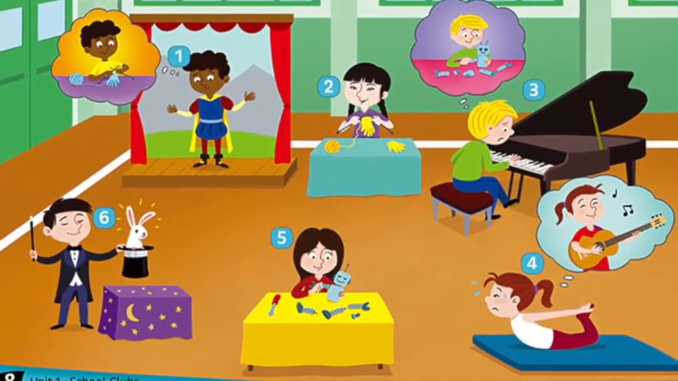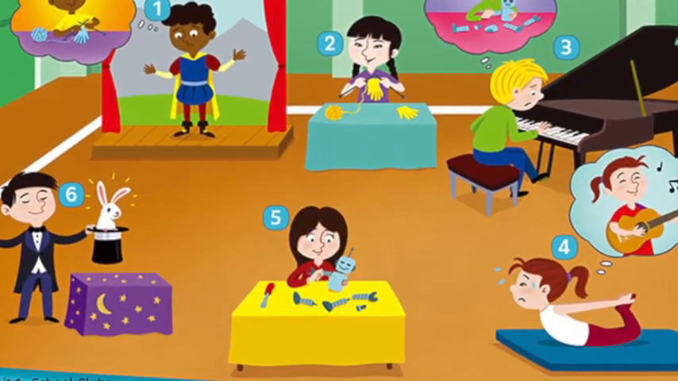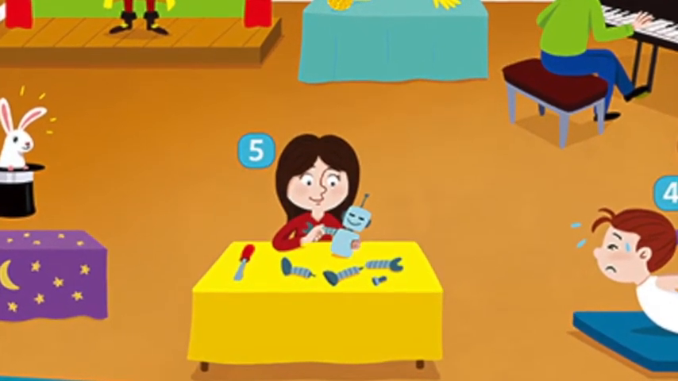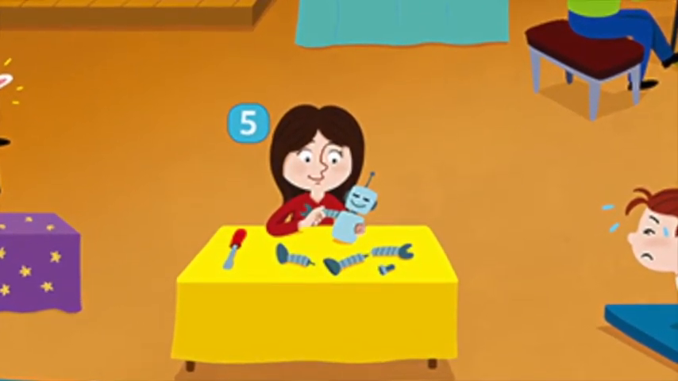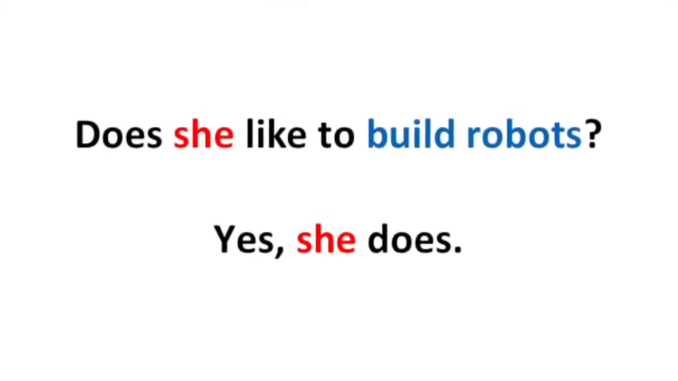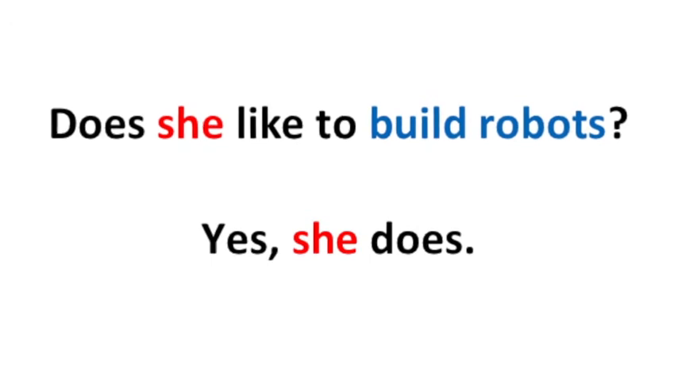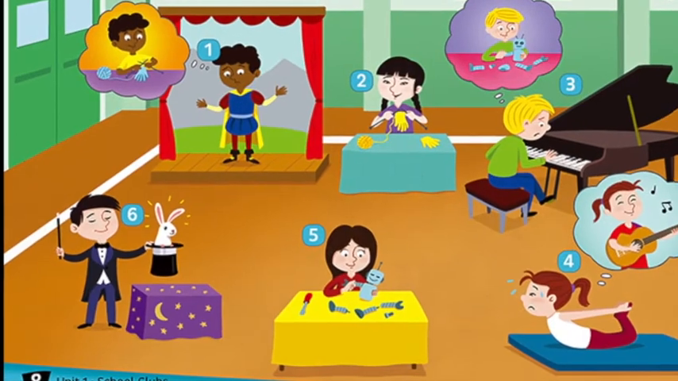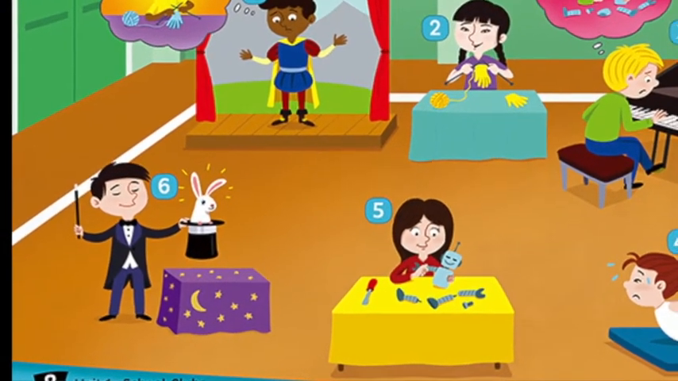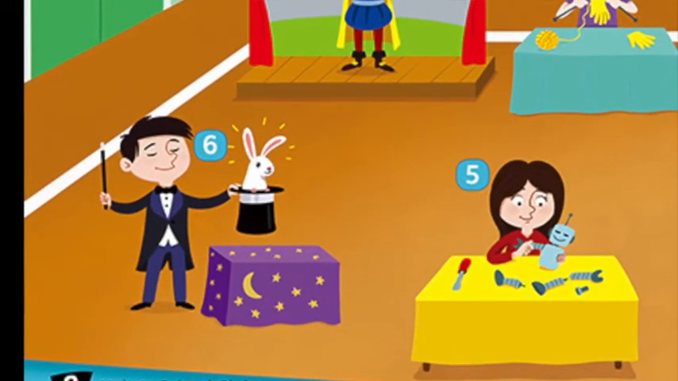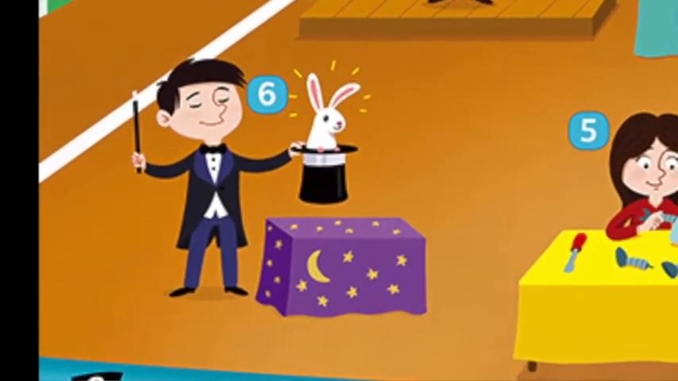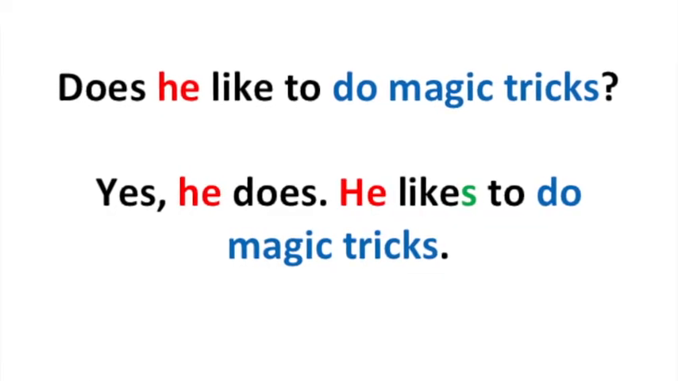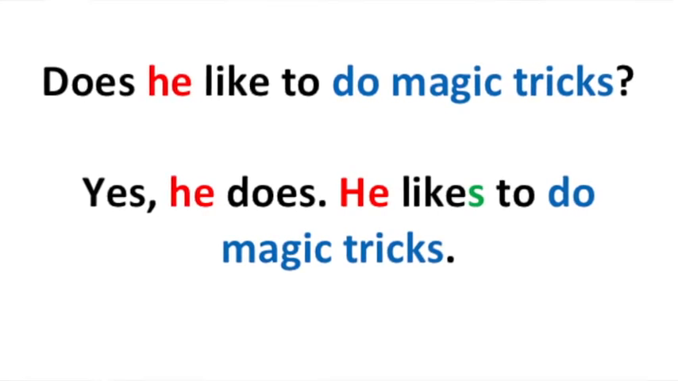Number five, it is a girl. She is making or building a robot. So the question is, does she like to build robots? And the answer is, look at the picture there. Yes, she does. She likes to play with robots. And number six is the last one, about the boy pulling a rabbit out of a hat. So the question is, does he like to do magic tricks? And the answer for that is yes. Yes, he does. He likes to do magic tricks.